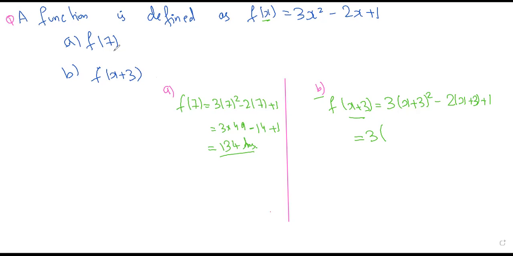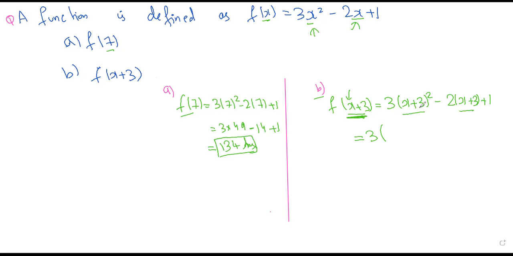Here we have 7. When we plug in 7, we will get a number as the answer, right? When we plug in a variable, our answer is going to have that variable as well, okay? This is not f of x, this is f of 7. So we need to do f of x plus 3. For this, the only method is to plug in x plus 3 wherever you have x in the question. So I had x here, I plugged in x plus 3. I had x here, I plugged in x plus 3, okay?